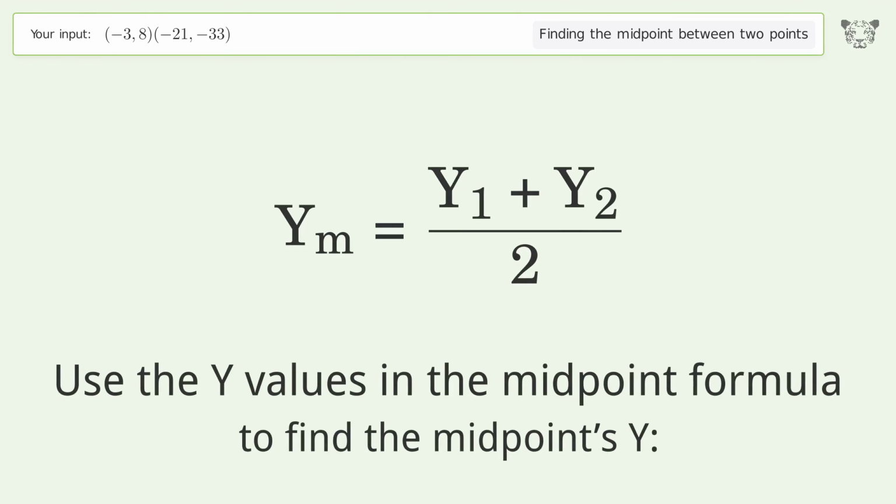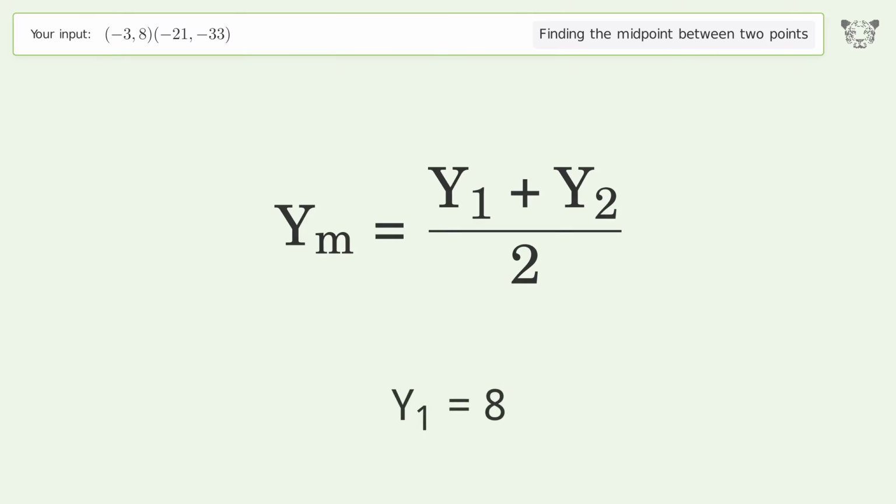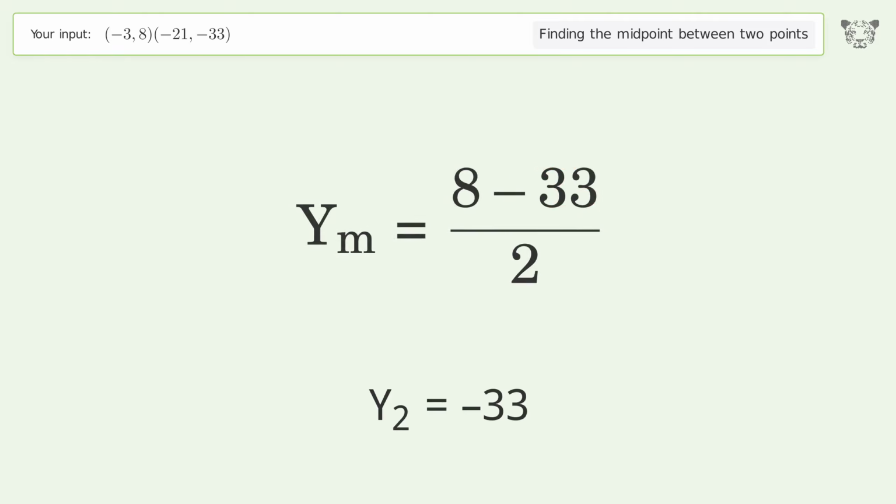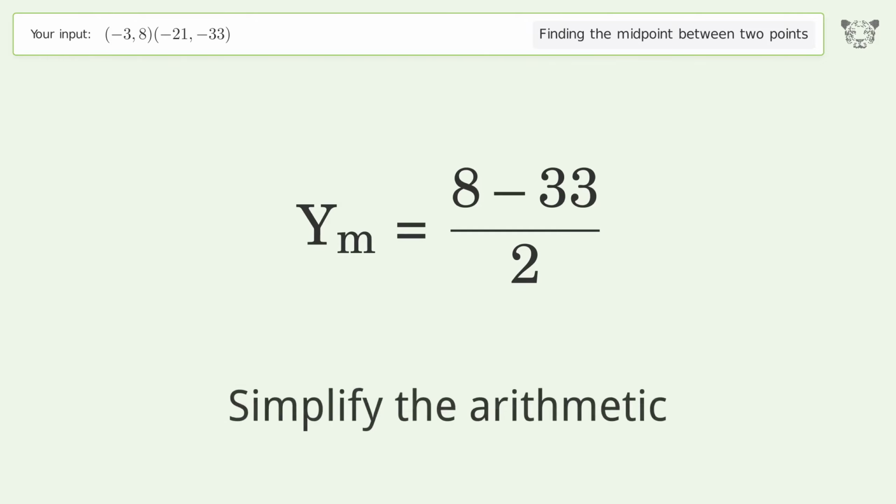Use the y values in the midpoint formula to find the midpoints y. y1 equals 8. y2 equals -33. Simplify the arithmetic.